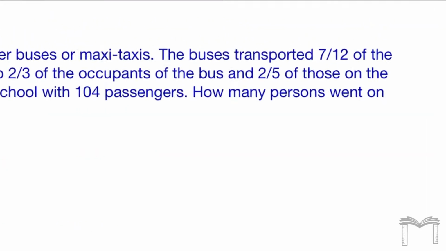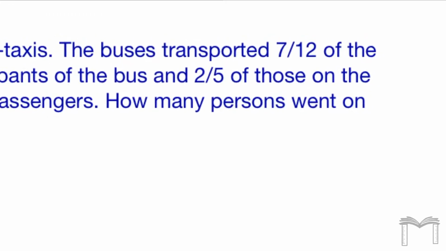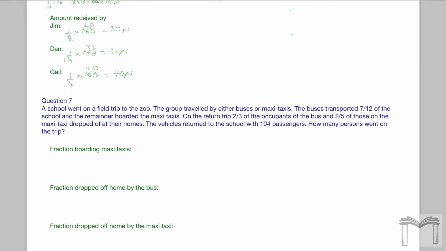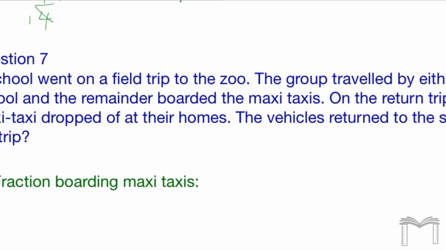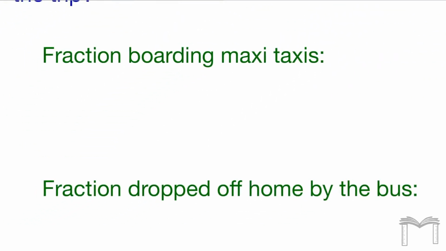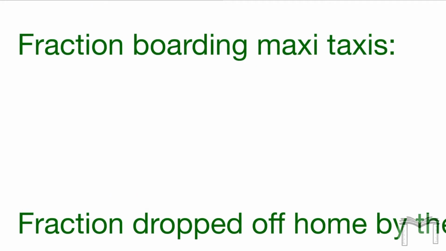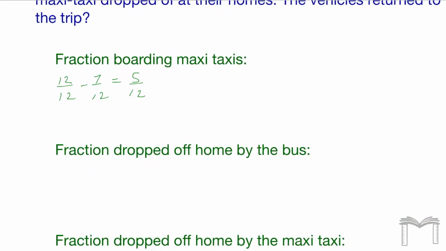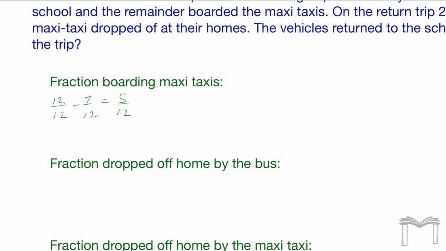So we are seeing here that the buses transported 7/12 of the students, and the remainder boarded the maxi taxis. So let's find the remainder, the fraction boarding the maxi taxis. As 7/12 boarded the bus, the remainder is 12/12 take away 7/12, which will give us 5/12. The next thing we need to do is determine what fraction dropped off at their homes by the bus.